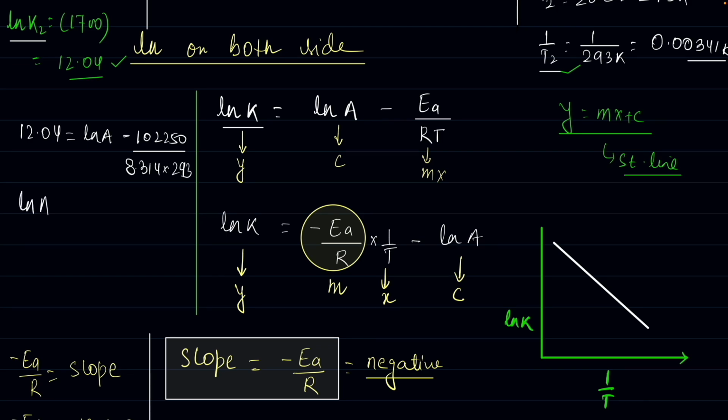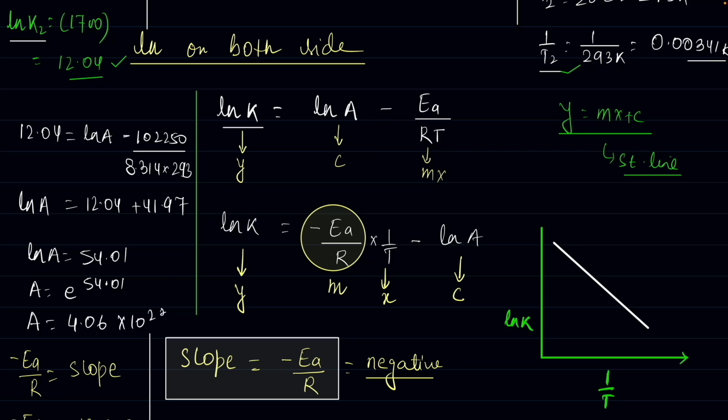So ln A is equal to 12.04 plus 41.97. So ln A is equal to 54.01. So A is equal to the exponent of 54.01. So A is equal to 4.06 into 10 to the power 23 per second. So this is the answer for the A value.